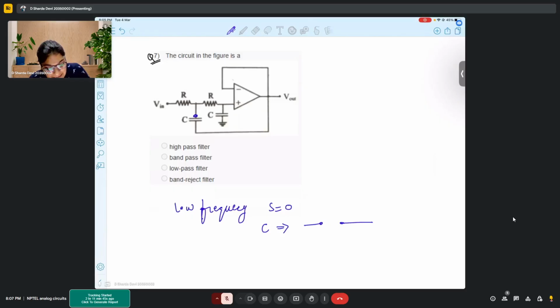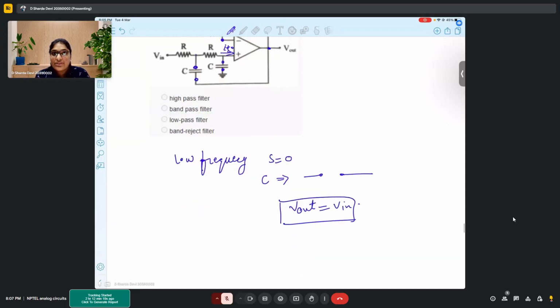So if the capacitors are open circuited, then nothing is passing from here to the output, and no current flows inside your op amp. That means whatever is Vin, that Vin will apply here, and Vout becomes Vin. So this is what is happening at low frequency.